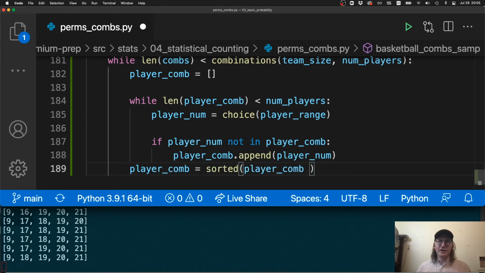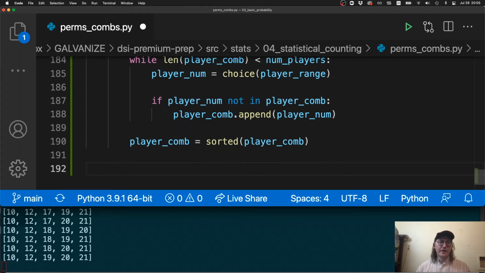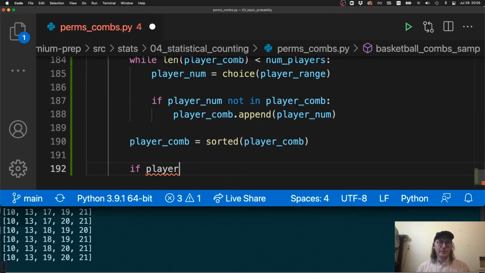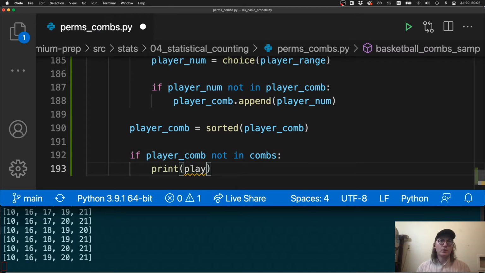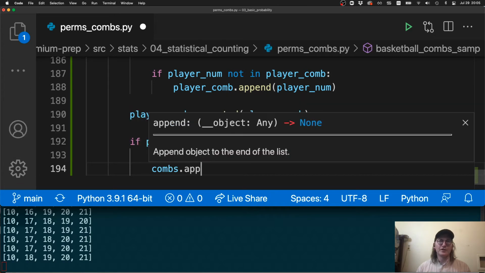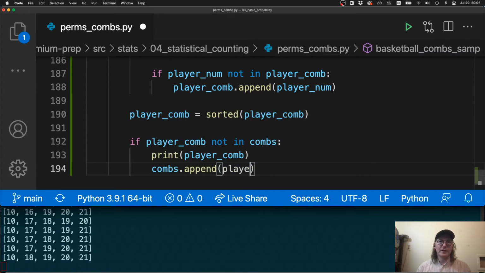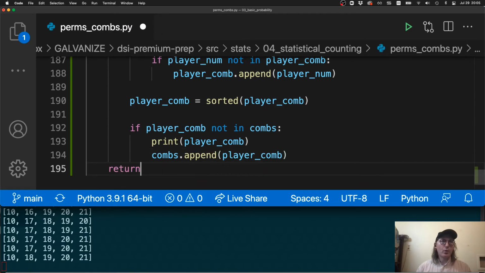This is its canonical form for us. We're just going to sort it, and then we can check to see if it's in there. So if the player combination is not in the combinations, then we'll just print it. So we'll print this player combination, and we'll collect it into this combinations. So .append, let's append the player combination, and at that point we should be able to return the combinations.